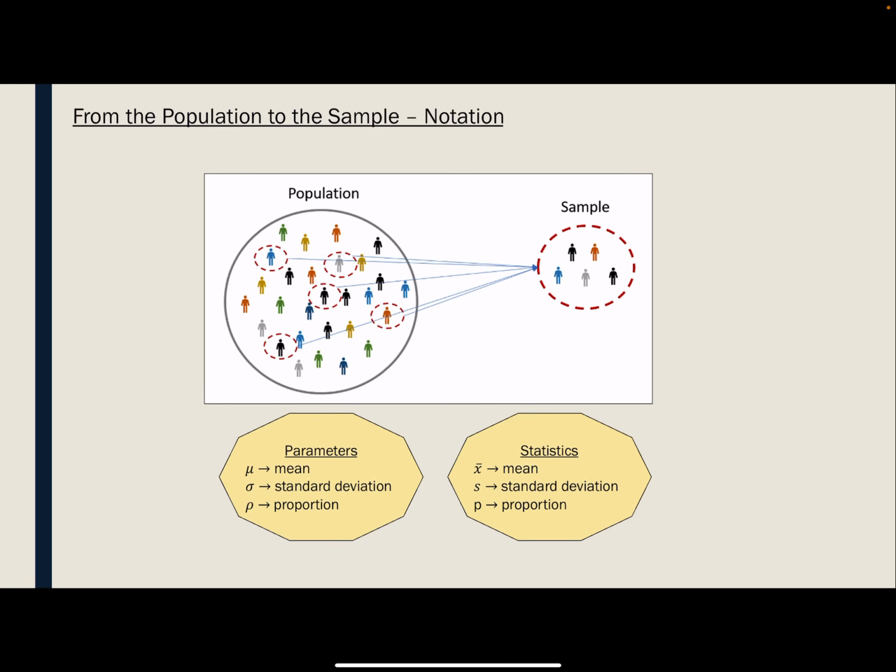Whereas with a sample, we calculate statistics, not parameters. So we calculate statistics on a sample, and so the mean, the standard deviation, the proportion would be called a statistic. And we use things like X bar to be the mean, S to be the standard deviation, and P to be the proportion. But again, we will review that much more in future chapters, but there is a different notation depending on if you're talking about a population or a sample.